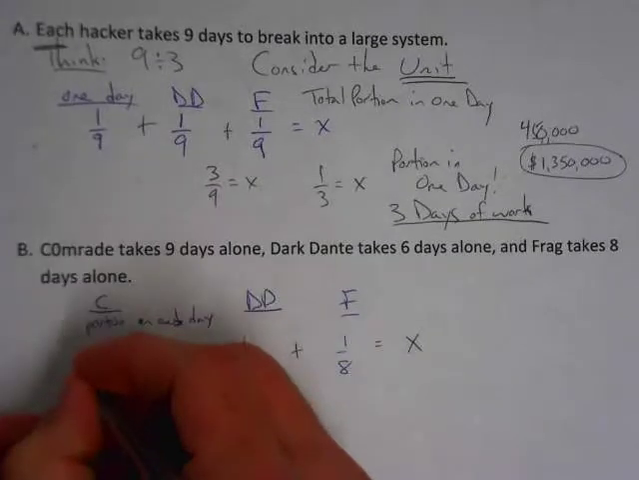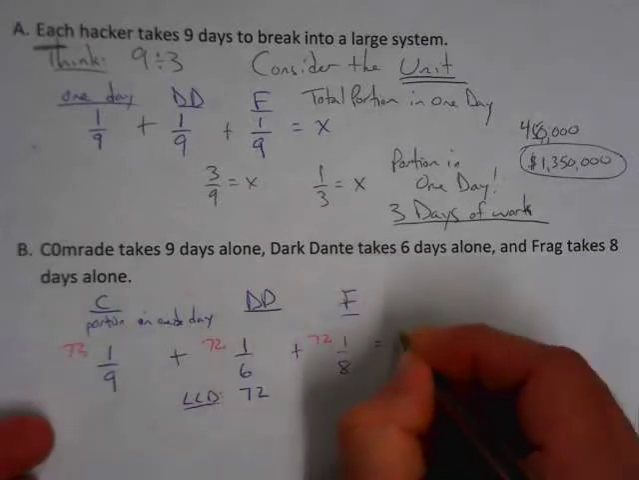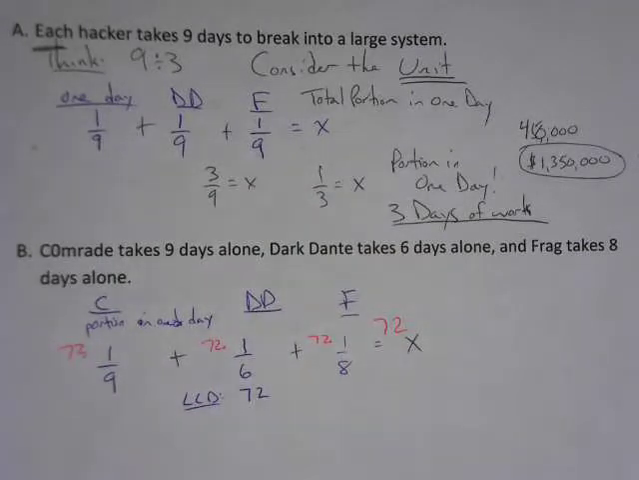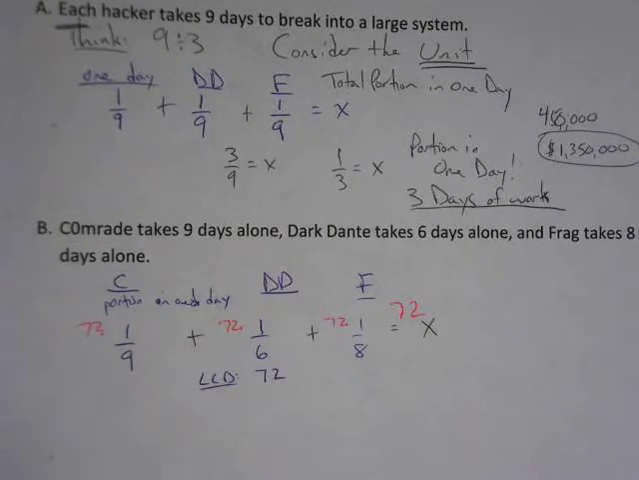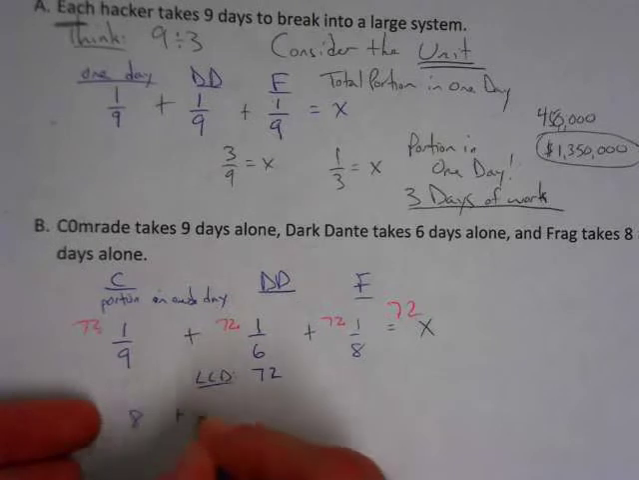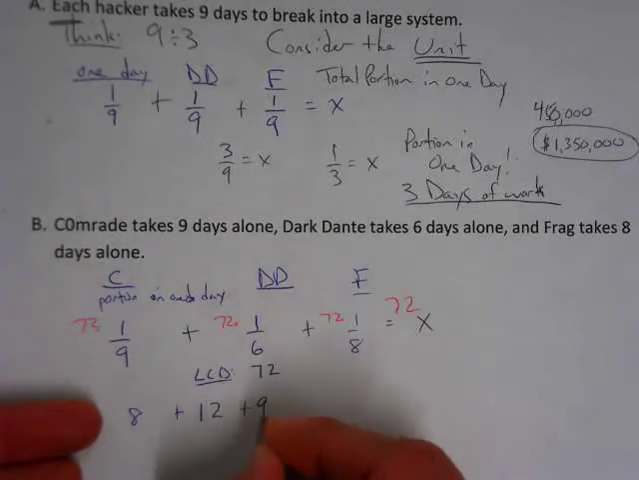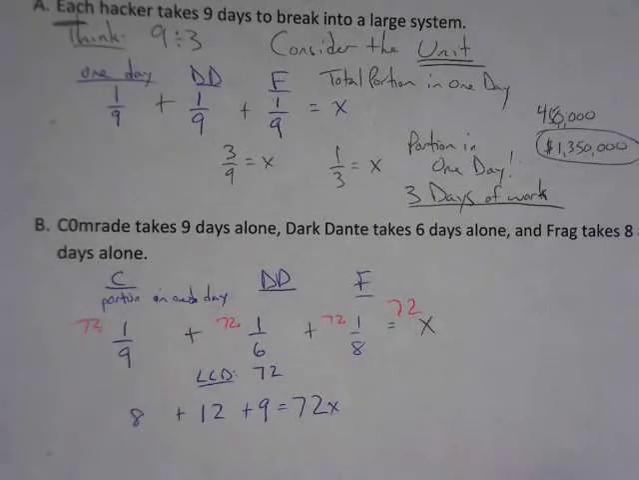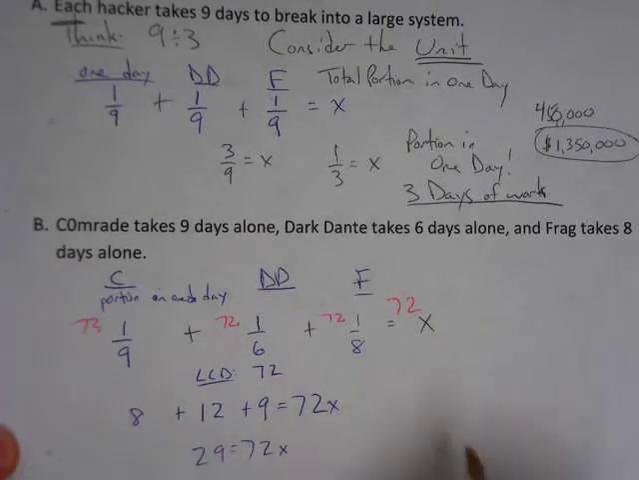So if we multiply all of these by 72, we'll be able to work with a pretty neat bunch of numbers. So we can multiply each by 72. And of course, we multiply all things in the equation by 72, we'll be able to figure it out, right? So 72 divided by 9, of course, gives us 8. 72 divided by 6 gives us 12. And 72 divided by 8 gives us 9. And that's going to be equal to 72 times x, right? And so we can add up all of these. We'll have 29 equaling 72 times x.